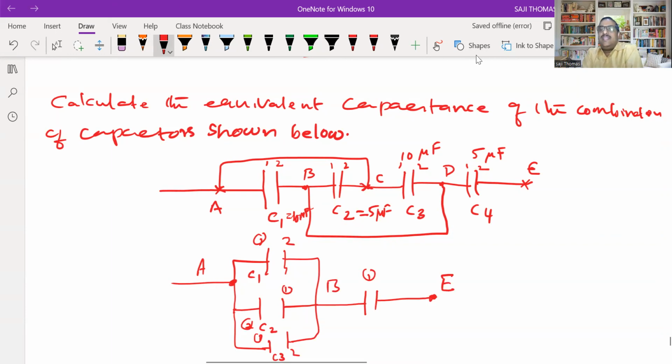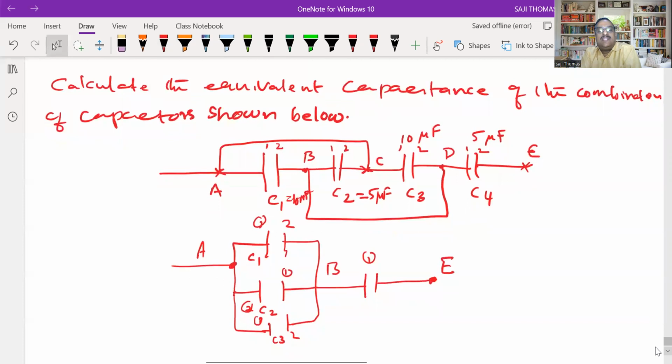So we have to draw the equivalent diagram like this. Now look at the capacitors C1, C2, C3, they are in parallel. And the capacitor C4 is in series with it. Now you can simplify.